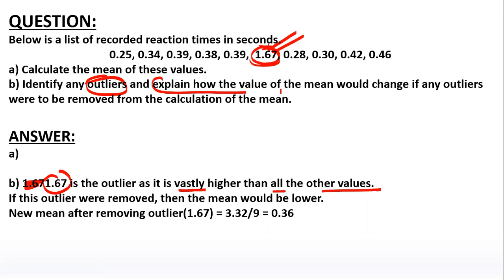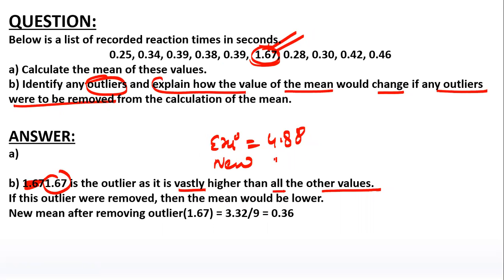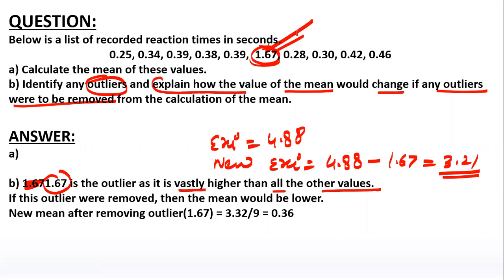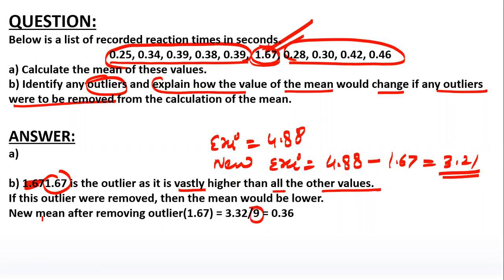Second, explain how the value of mean would change if the outlier were removed. If we remove 1.67, what will we get? Earlier the summation was 4.88. If I remove 1.67, the new summation xi would be 4.88 minus 1.67, which equals 3.21. Earlier the total number of observations was 10, and now we have removed one, so 10 minus 1 is 9 observations. So the new mean after removing the outlier would be 3.21 upon 9, approximately 0.36.